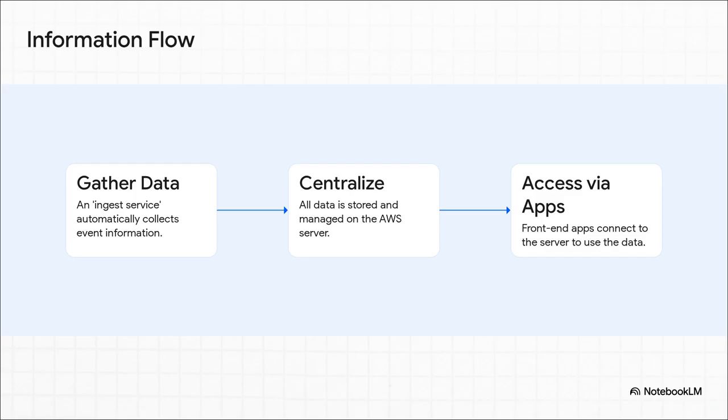Second, all that info gets neatly organized and stored on that central AWS server. And finally, the apps on the front end, the tools you see and use, connect to that server to actually do stuff with the data. They use something called an API, which is kind of like a secure translator that lets all the different software talk to each other to send out the invites.